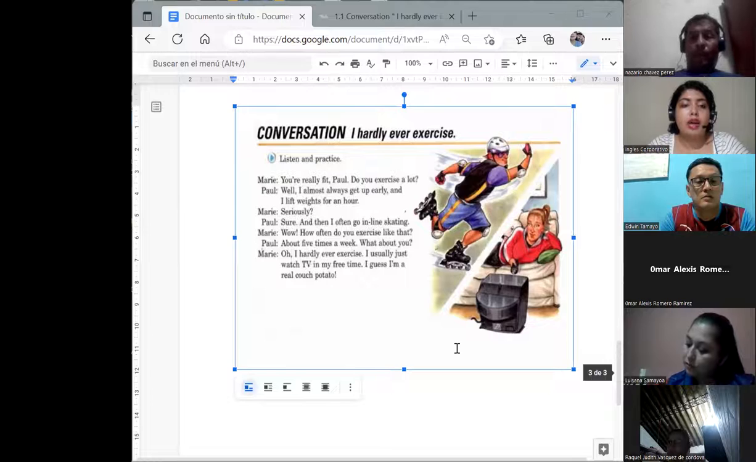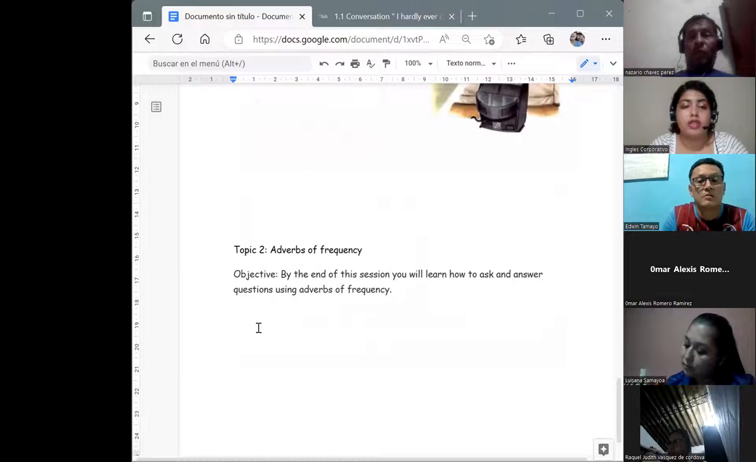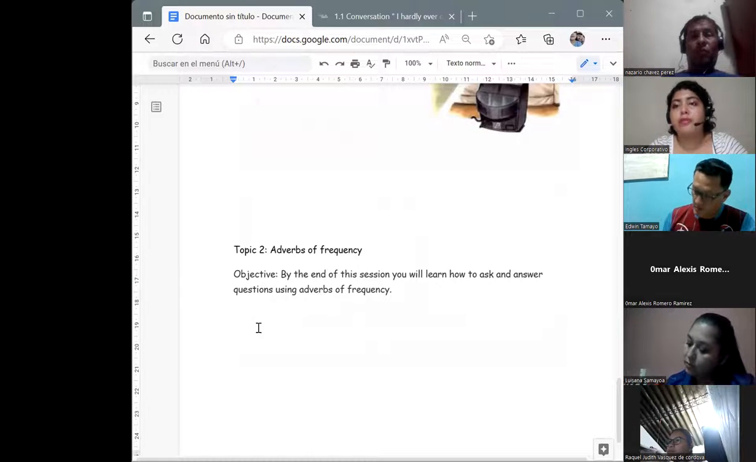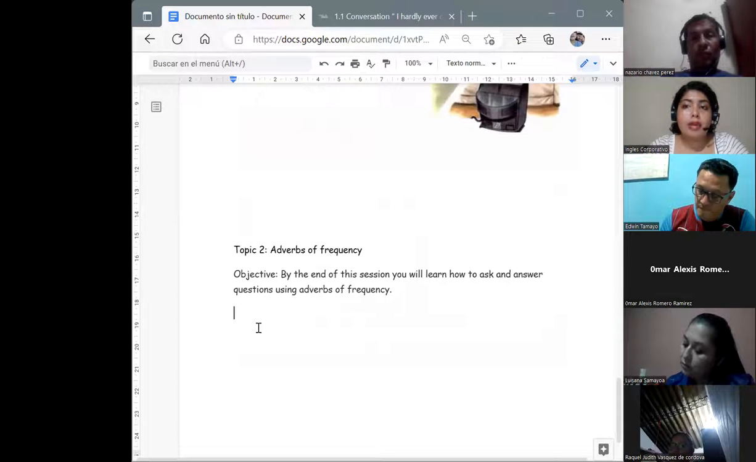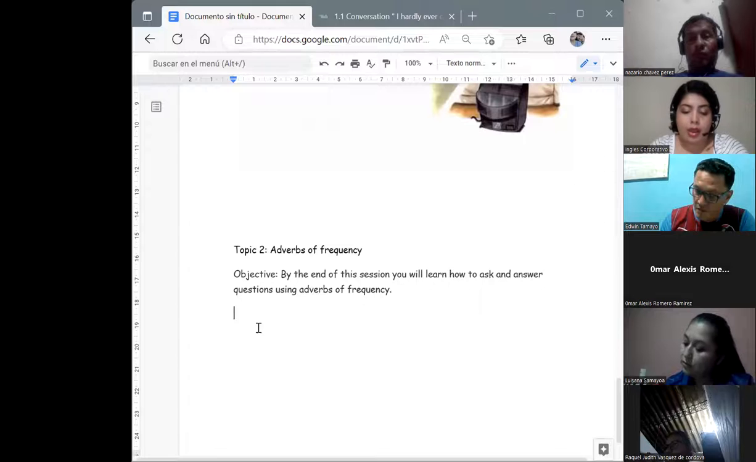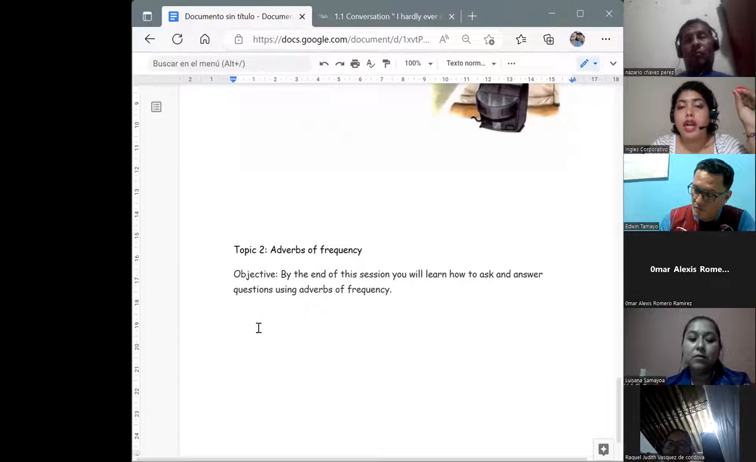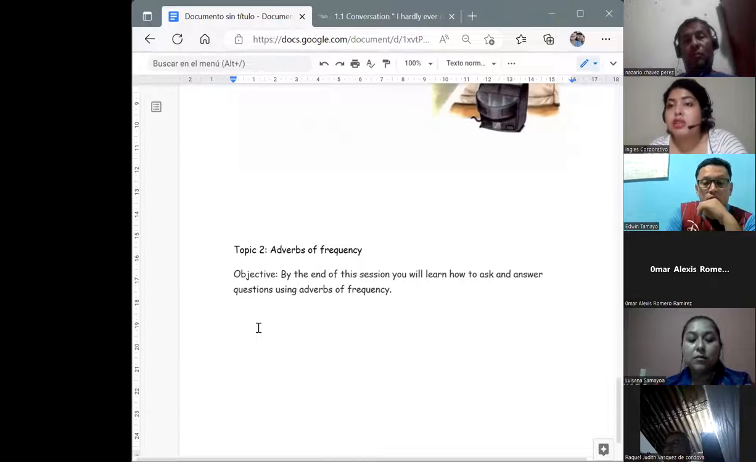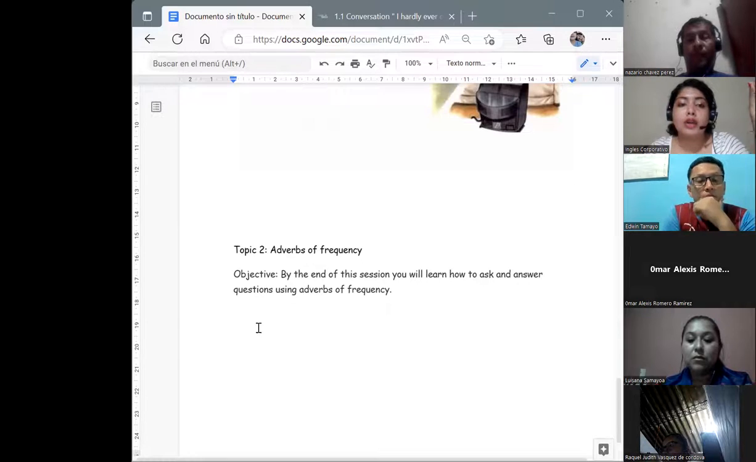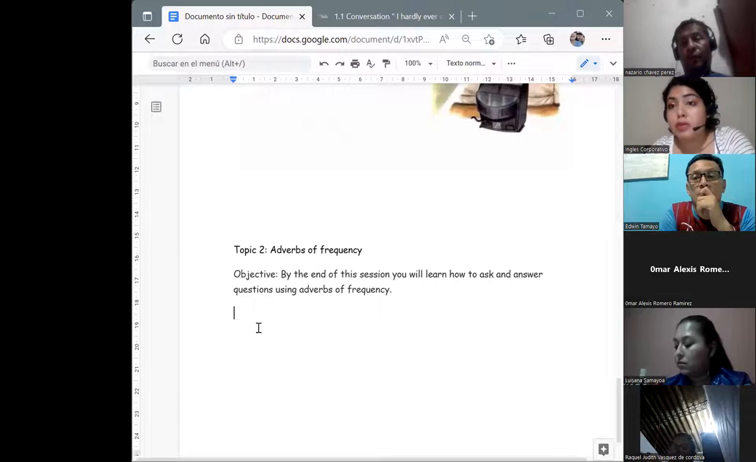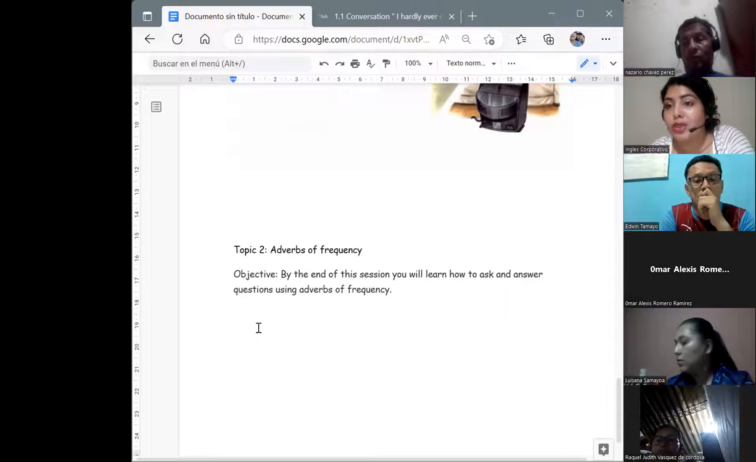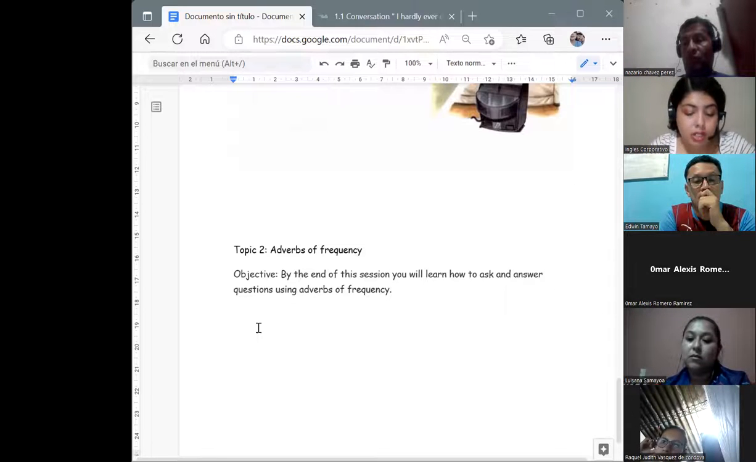So, I know that you have a lot of information about this topic, so we are going just to make a very short review. Es un review corto del tema, so don't worry. So, the topic is adverbs of frequency, que tiene que ver con el primer tema que ya estamos viendo. What is the objective? It says, by the end of this session, you will learn how to ask and answer questions using adverbs of frequency. And on the conversation, we have two different questions. Ese es el camino que vamos buscando, las preguntas. But we are going to make a review first.